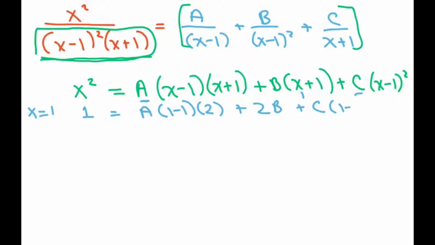You get 1 minus 1 squared. So 1 minus 1 squared is 0. This is going to be 0. So 0 times all that, 0. So you get 1 equals 2B. Therefore, B equals 1/2. All right. Now let's go through. And I'm going to write B equals 1/2.